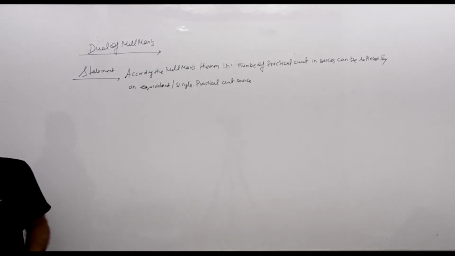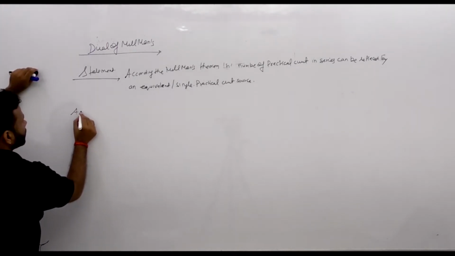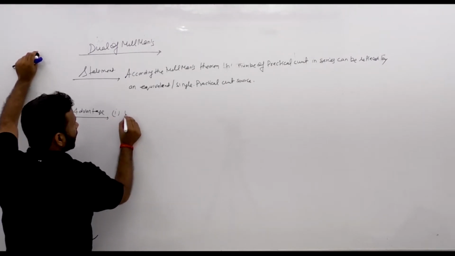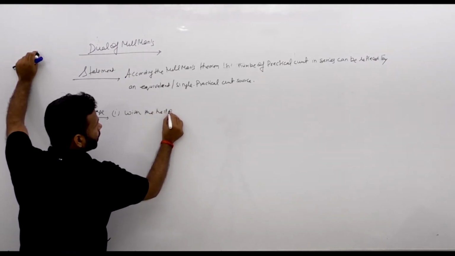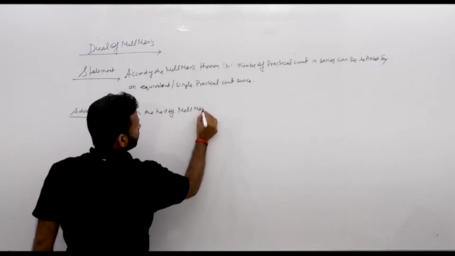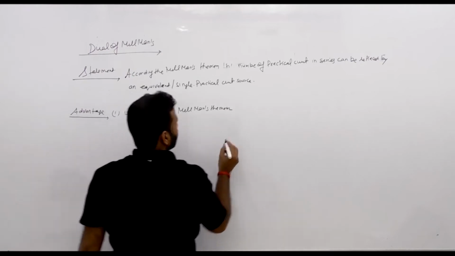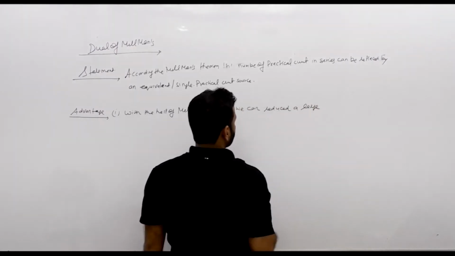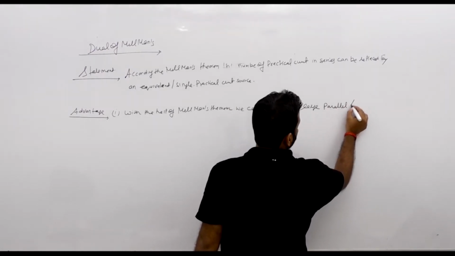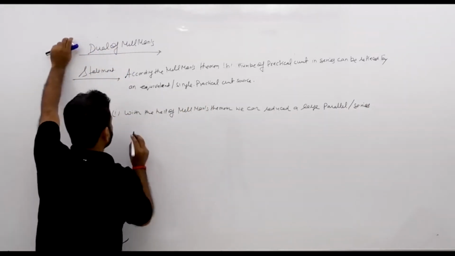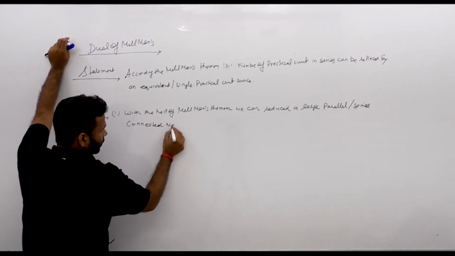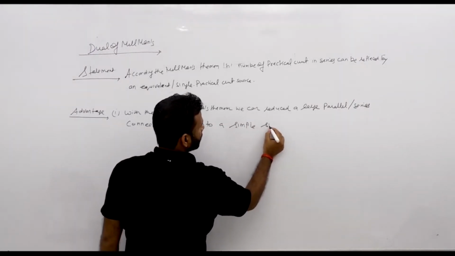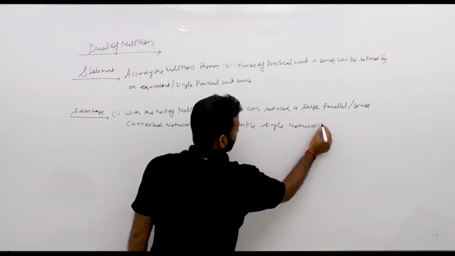सो ये थ्योरम जो है कब वैलिड है कब वैलिड नहीं है। सो अब मैं बात करूं पहला इसका एडवांटेज की। एडवांटेज क्या हो सकते हैं इसके। सो पहला एडवांटेज नंबर 1, with the help of Millman's theorem, we can reduce a large parallel or series connected network into a simple single network. Okay, this is the advantage number 1.